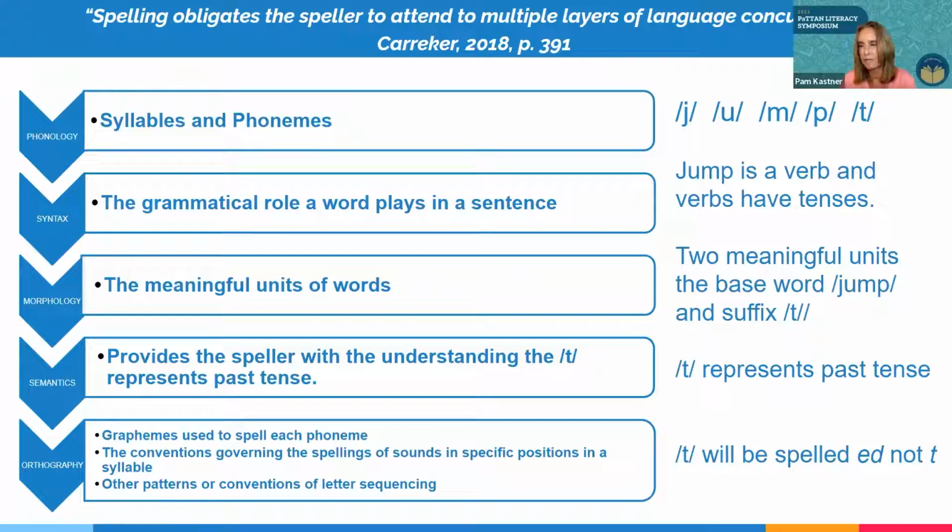They're going to reveal what students know about the phonology, the speech sounds within the word. They're going to reveal what they know about the orthography, the correct graphemes that represent those phonemes, and of course, the morphemes that represent the word as well. We can go on to the next one.